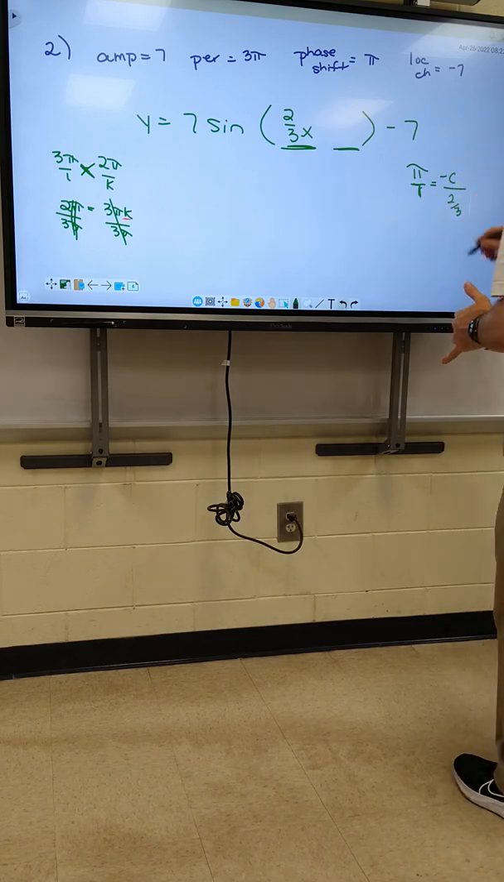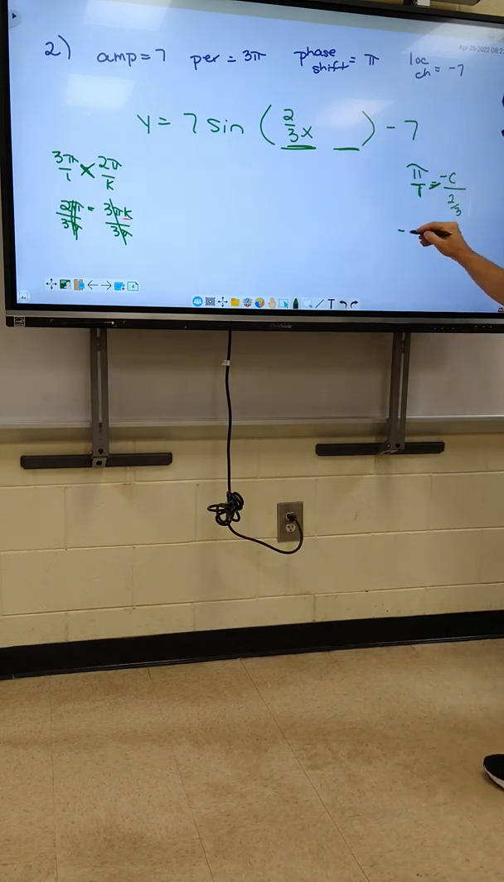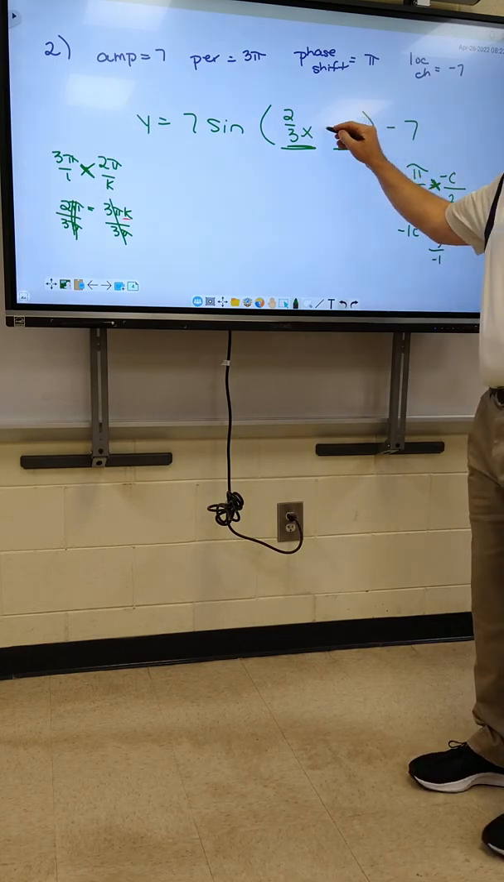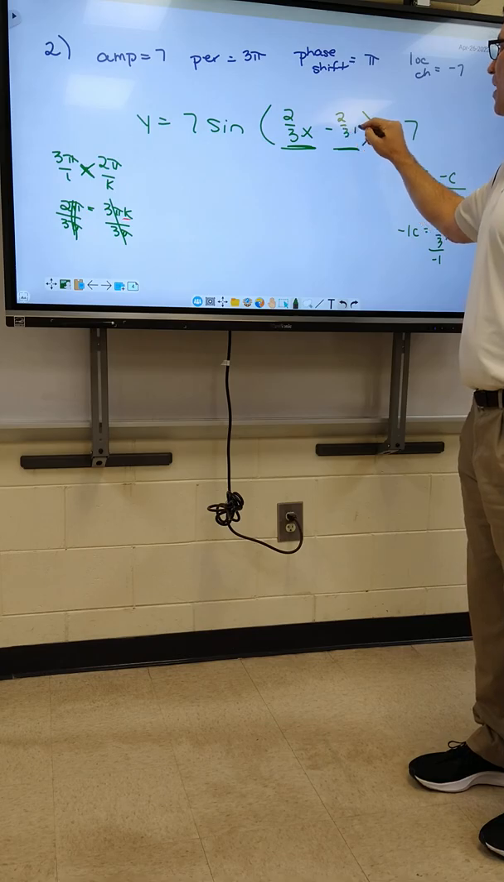All right, so when you go this way, you're going to get negative 1c. When you times this way, 2/3 times pi, it's just 2/3 pi. Now what do I divide by right here? You divide by the number that's with the variable, negative 1. So we divide by negative 1. That's going to change that to negative 2/3 pi.